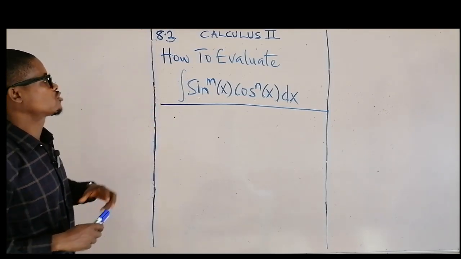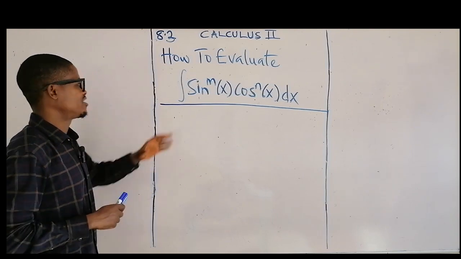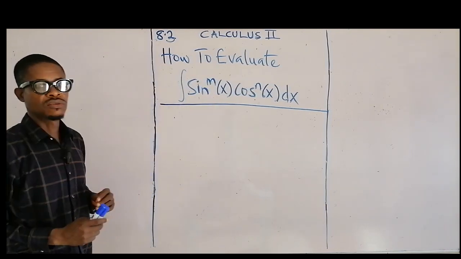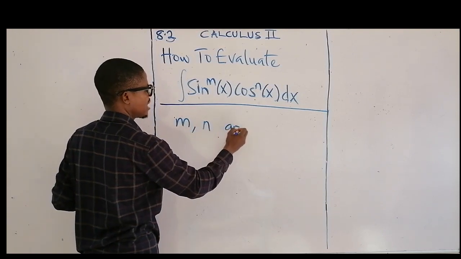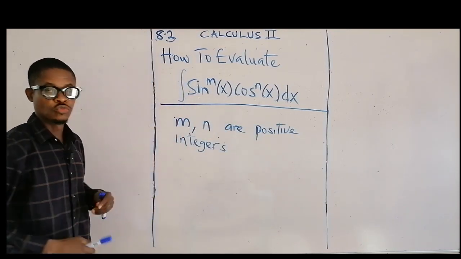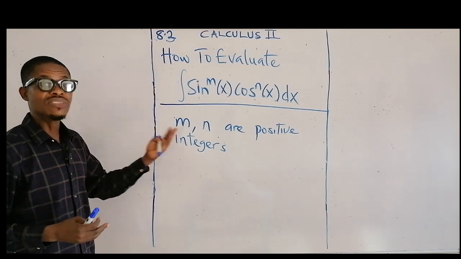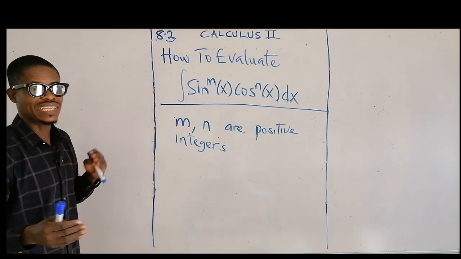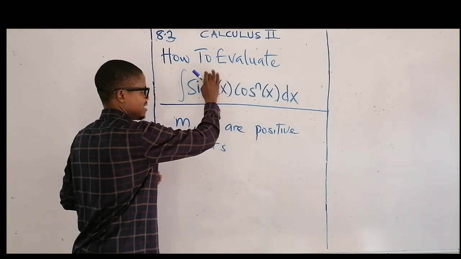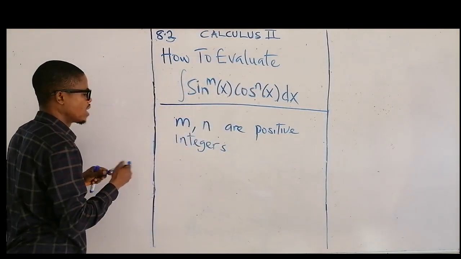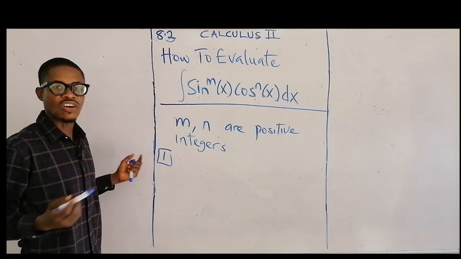We are looking at how to evaluate the integral of this function. Where m and n are positive integers. m and n could be odd, and at the same time could be even powers. So we want to look at the cases, and they can also be the same numbers, the same powers. So we want to look at case 1, where the cosine power is odd.